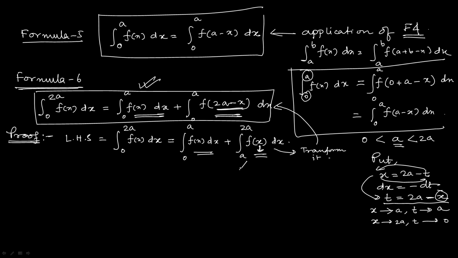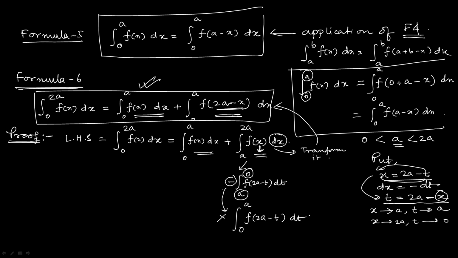So now let me put this one: integration from a, for a it is giving a, for 2a it is giving 0, and dx is changed into minus dt, and f(x) is changed into f(2a minus t). Now if I interchange these two limits, this minus will be gone. So finally what I am getting is integral from 0 to a of f(2a minus t) dt.